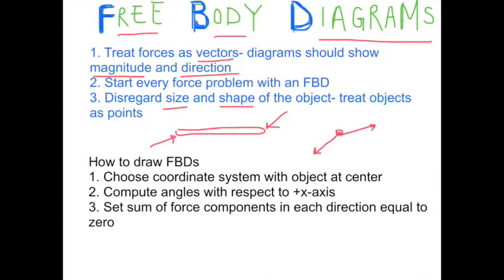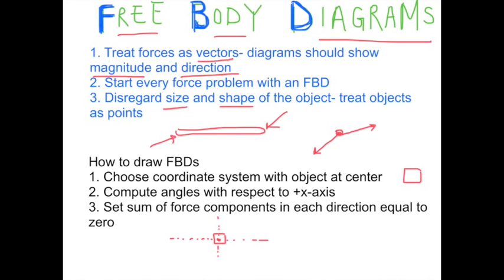Here's how to draw an FBD. First, choose a coordinate system with an object at the center. If we have this red box here, we want to place our red box at the center of the coordinate system. Then we can draw a horizontal axis and a vertical axis around the box, with the box as the origin. Second, we'll compute all angles with respect to the positive x-axis.